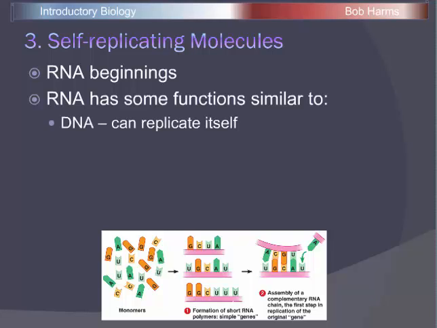Some RNA acts like DNA. It can replicate or copy itself. Other RNAs can act like proteins. They serve as enzymes to help speed up metabolism and cause chemical reactions to occur. And so because RNA has some basic functions similar to both of these chemicals, it's thought that RNA was probably our first genetic material, our first self-replicating material.